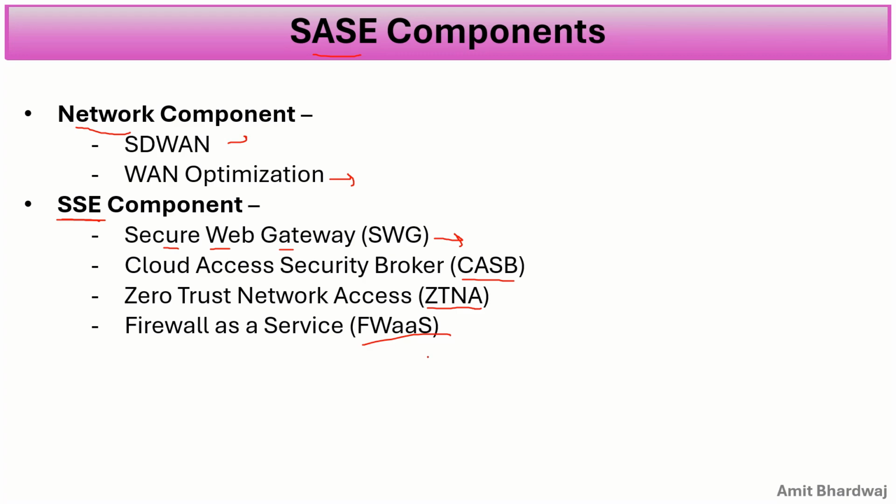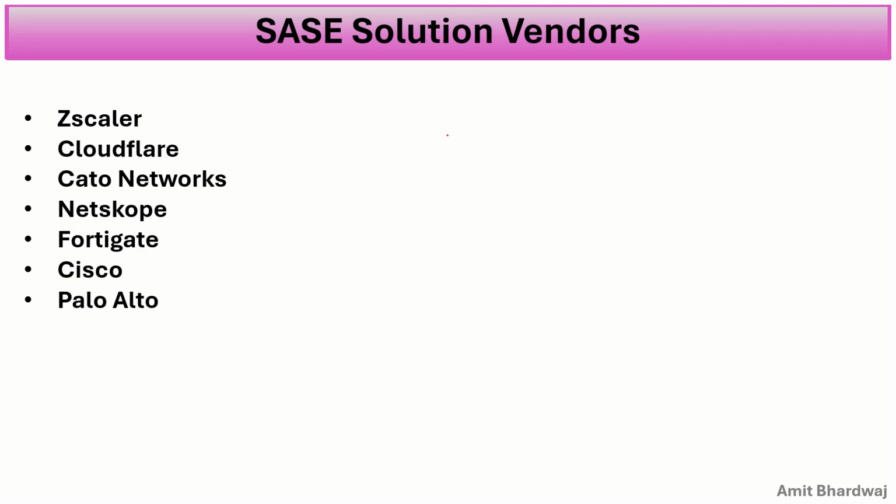Now, the key vendors in the market which provide SASE solutions. Here is the list of key vendors providing SASE services to customers in one form or another, and this list is quite exhaustive. These are the primary players in the market: Zscaler, Cloudflare, Cato Networks, Netskope, FortiGate, Cisco, which has a myriad of solutions that combine to form a SASE solution, and finally Palo Alto.